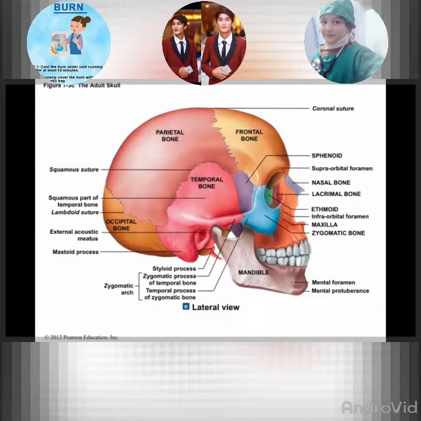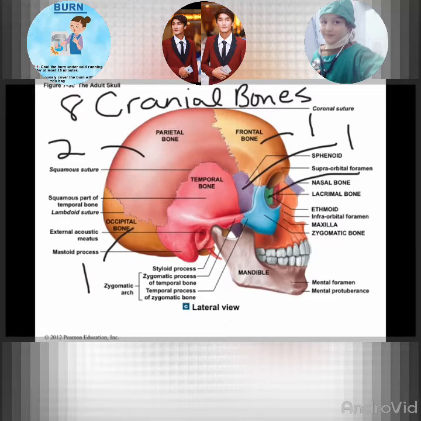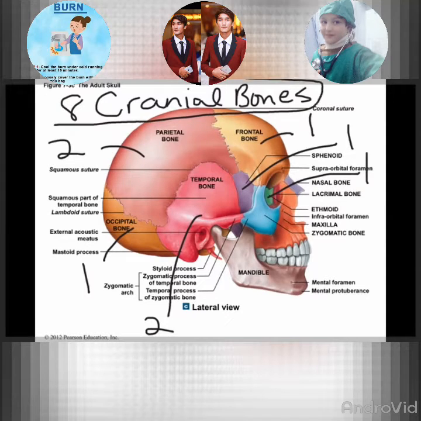There are several structures that we have to know on these 8 cranial bones, but before we get to those, let's just go back over the 8 cranial bones. Let's count the cranial bones that we have. There's 1 occipital bone, there's 2 parietal bones, there's 1 frontal bone, 1 sphenoid bone, 1 ethmoid bone, and 2 temporal bones. That gives us a total of 8 cranial bones.